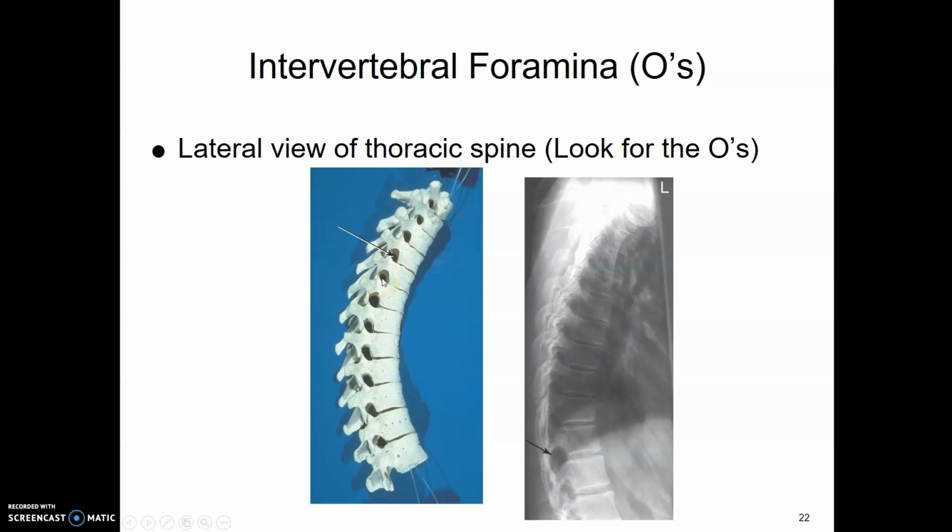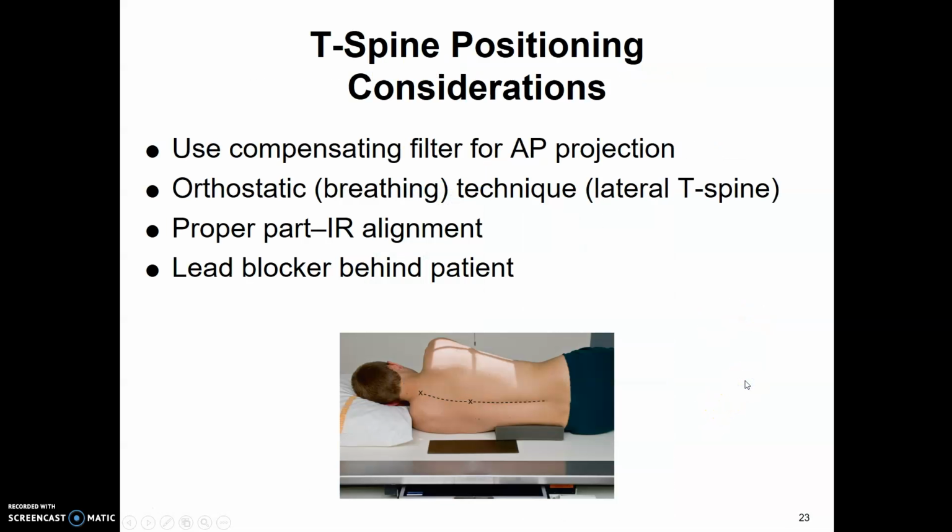the O's. Remember that cervical spine is your outlier. The cervical spine, you're not looking for the circles, you get the circles on the obliques. So find a way to kind of remember those. Are you looking for circles or not? That's important. Some considerations for T-spine positioning.